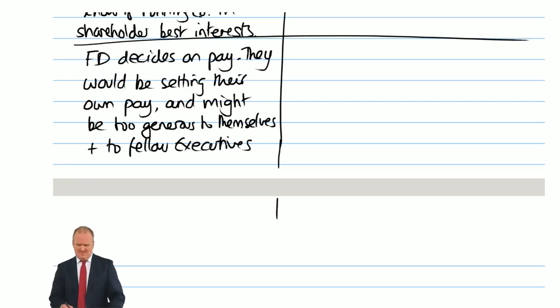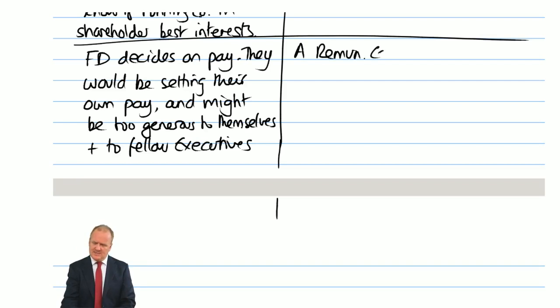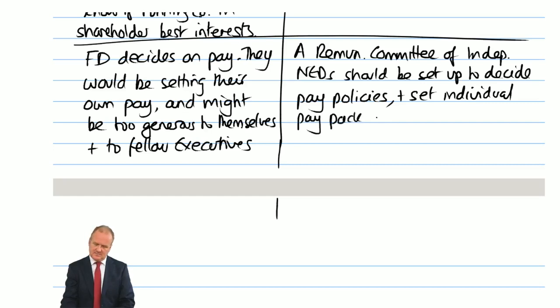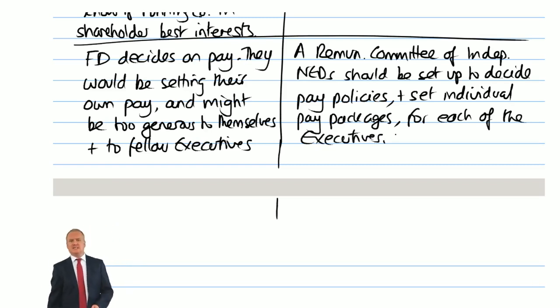You know who sets pay, don't you? A remuneration committee of independent non-executives should be set up to decide pay policies and set individual pay packages for each of the executives. That will help to create some independence to the process, and because non-executives are there to act in the best interests of shareholders, you're far more likely to get sensible pay rather than massively inflated rewards.